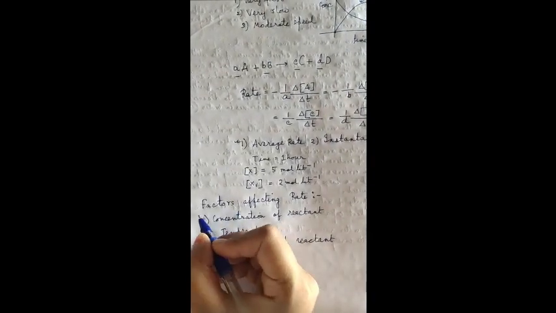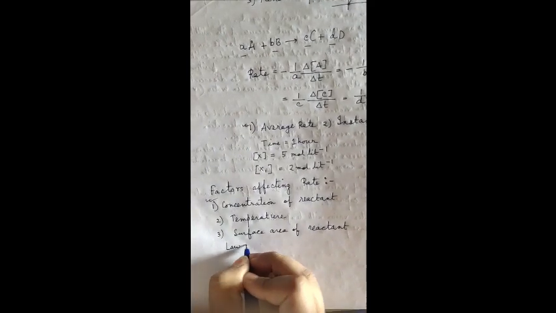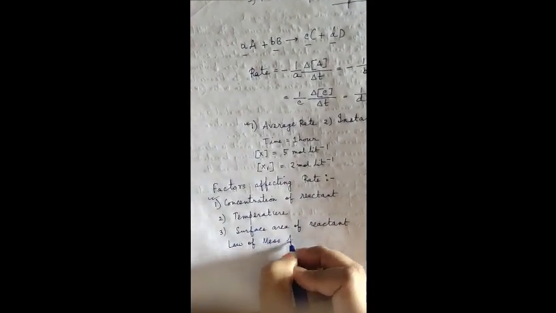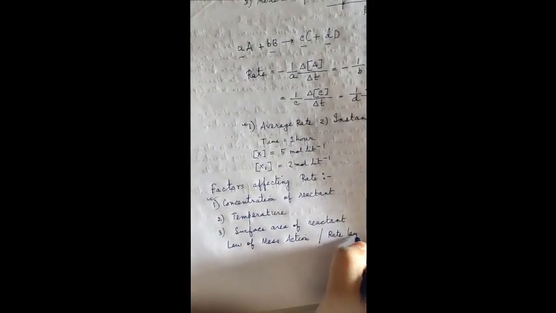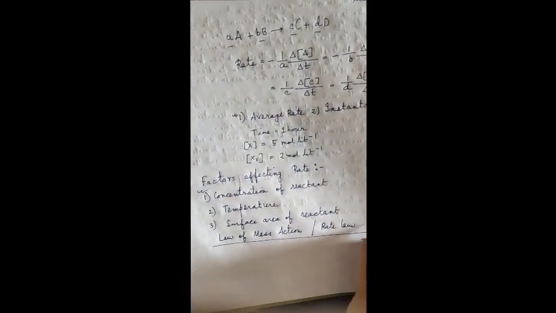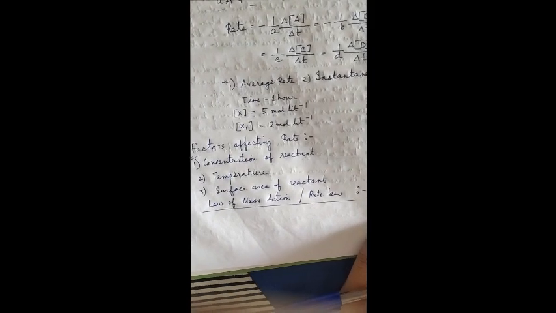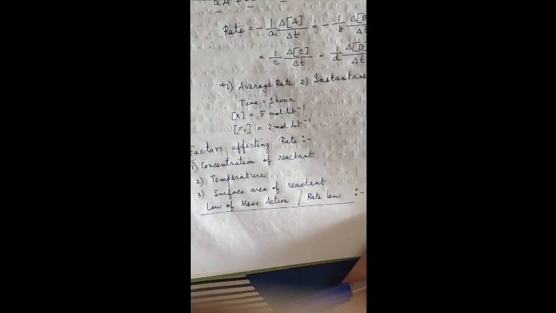Now, if I focus on the first factor, that is the concentration of the reactant, then we will get two laws. One is the law of mass action, and another is the rate law. Why am I studying the two laws at a time? Because both the laws give us the same thing, the dependency of the rate of the reaction on the concentration of the reactant. How the concentration of the reactant is affecting the rate of a reaction is given by the law of mass action and the rate law. Both the laws state nearly the same thing, only a minute difference is there.